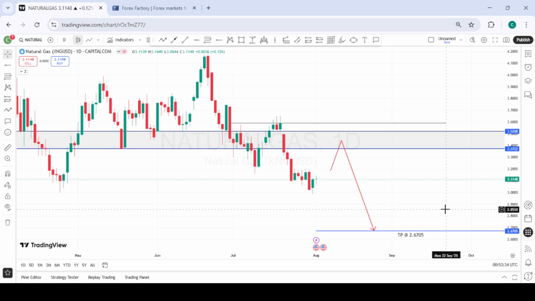This is for the commodity traders. So anyone who is interested in these commodities, this is for you. So this is natural gas. Natural gas is very bearish now.